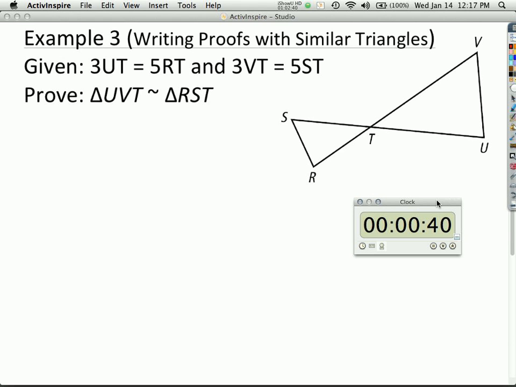Three of the team is over 5. Wait, I don't think it's proportionate because it's not the corresponding side. Is it? It is. Oh, no. I think it's 5,000.